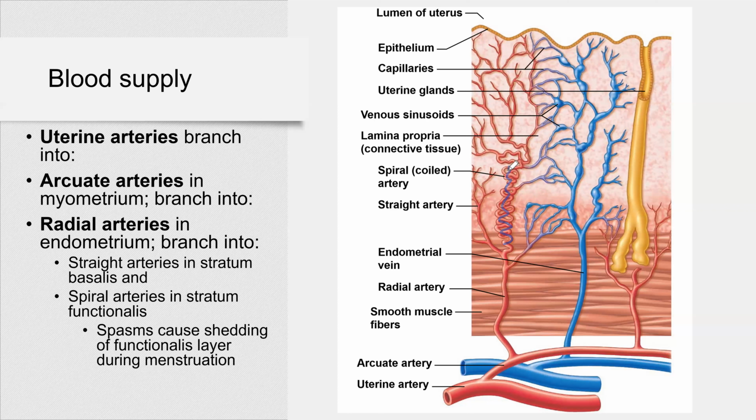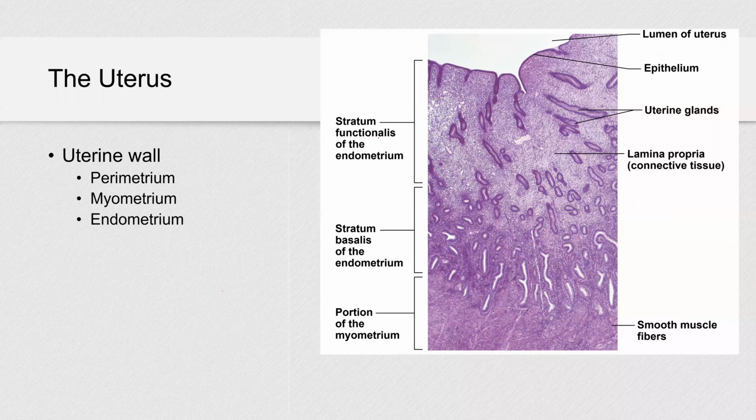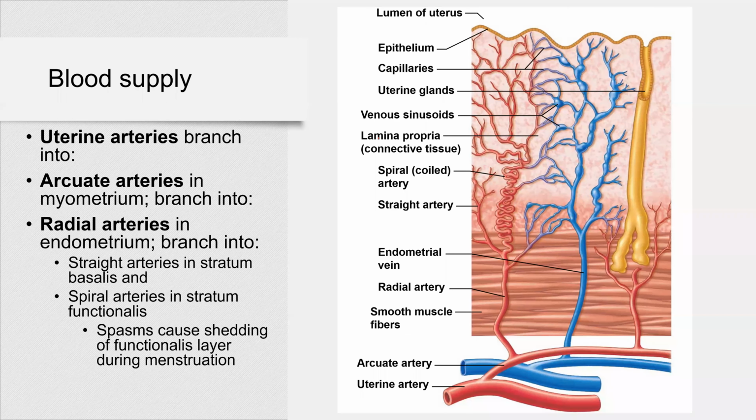And those spiral arteries go all the way towards the stratum functionalis. So that's the upper part of the endometrium. So let's look over here, I'll show you. So stratum functionalis right there. Those spiral arteries give branches all the way to the stratum functionalis.